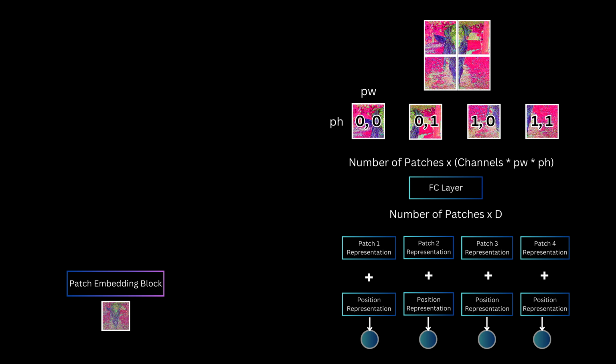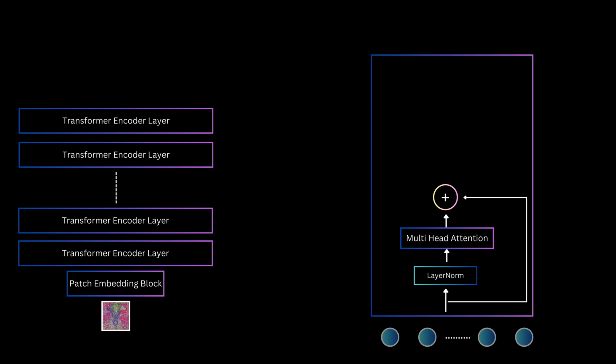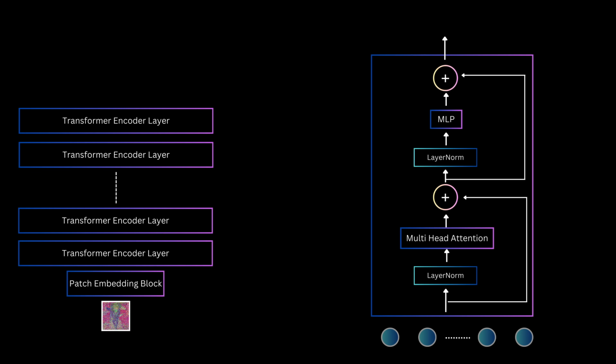These patch tokens are then passed on to a series of transformer encoder layers. For DIT, the variant with which the authors get best performance, which is what the authors of this paper also used for their video generation model, is the adaptive layer norm 0 variant, which had a multi-head attention with layer norm and an MLP layer with layer norm.